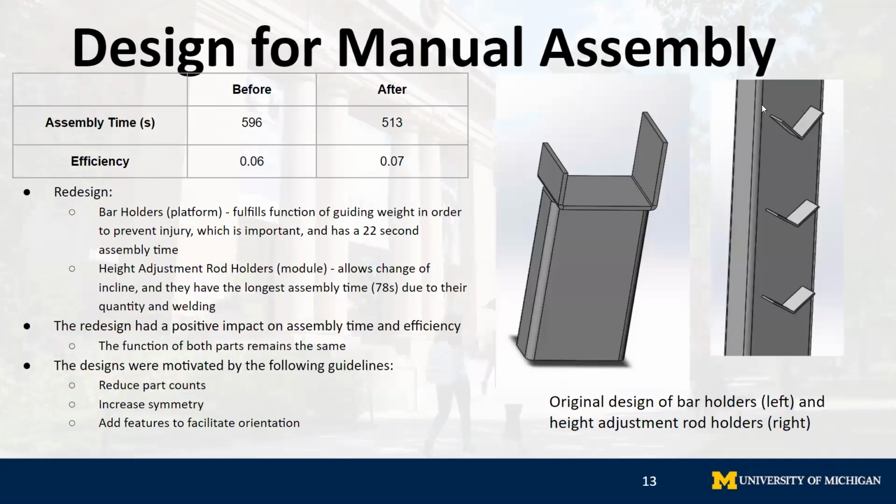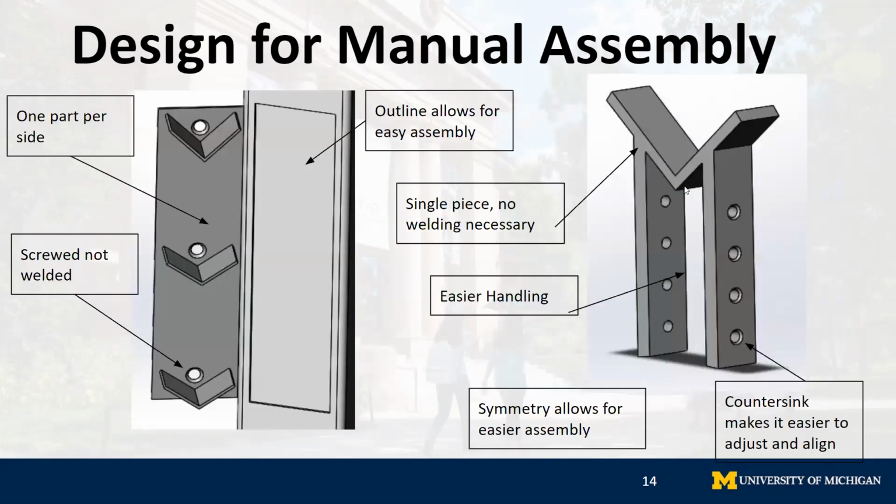In our design for manual assembly, the original assembly time was 596 seconds with an efficiency of 0.06. For our redesign, we chose these parts because they performed important functions and had longer assembly times. We did this to reduce part counts, increase symmetry, and add features to facilitate their orientation. After the redesign, the time was 513 seconds and the efficiency was 0.07.